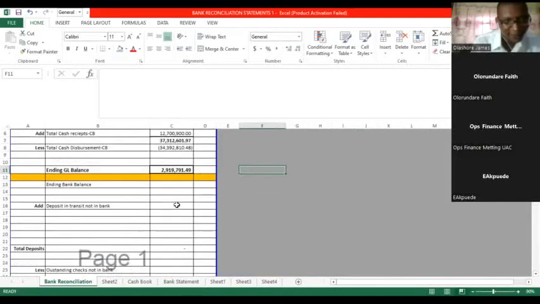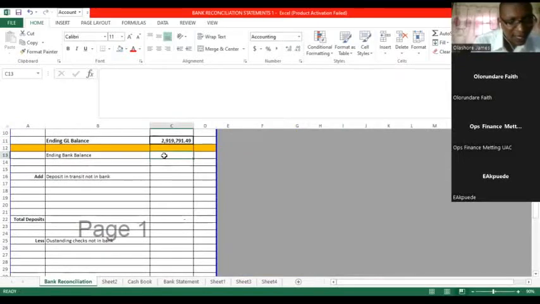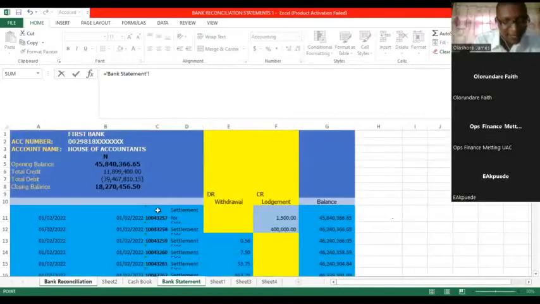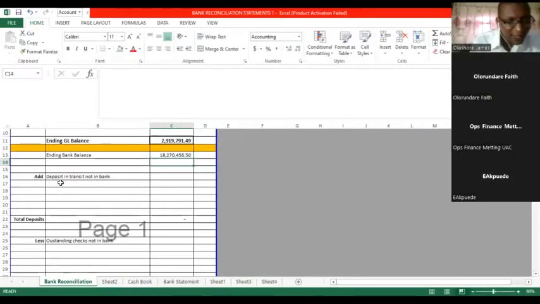So that's what we want to look for now. So we come back here. They said we should put our ending balance in bank. So what is our ending balance in bank? We come here, to bank statement, our ending balance in bank is 1827. You pick it. Then deposit in transit, not in bank. What are the deposits in transit, not in bank? So we come to cash book. This is what bank is saying, but we said we have more than this. I want to add it to what we have there.